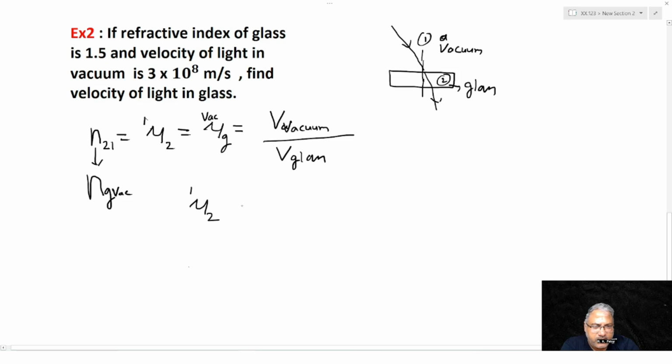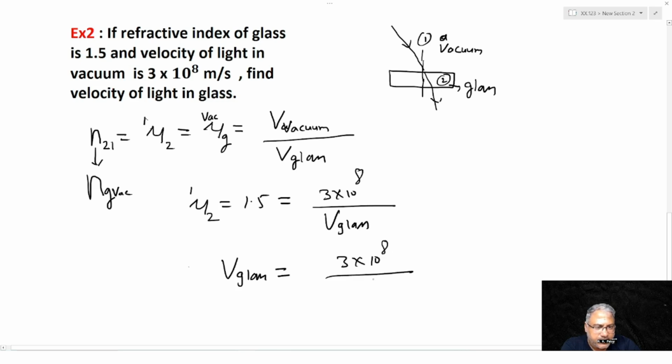So this is the velocity of light in vacuum. The refractive index is given as 1.5 and the velocity of light in vacuum is 3 into 10 raised to 8, and we have to find the velocity of light in glass. So velocity of light in glass equals 3 into 10 raised to 8 divided by 1.5. That is equal to 30 upon 15 into 10 raised to 8. So that is equal to 2 into 10 raised to 8 meter per second. That is the velocity of light in glass.